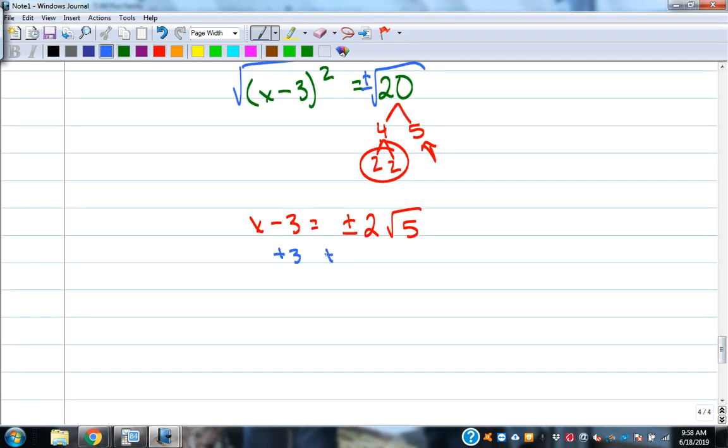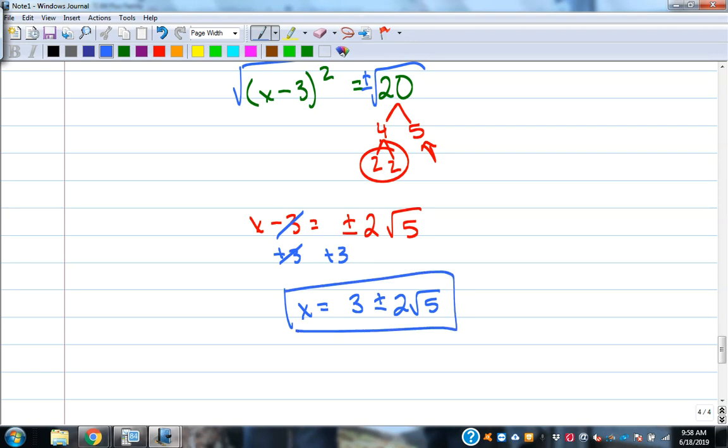Plus 3. And here's the thing. This 2 radical 5, or 2 square root of 5, and the positive 3, yeah, they're both numbers, but this one is an irrational number and this one is a regular number, so we can't put those together. So we're just going to leave this: x equals 3 plus or minus 2 square root of 5.